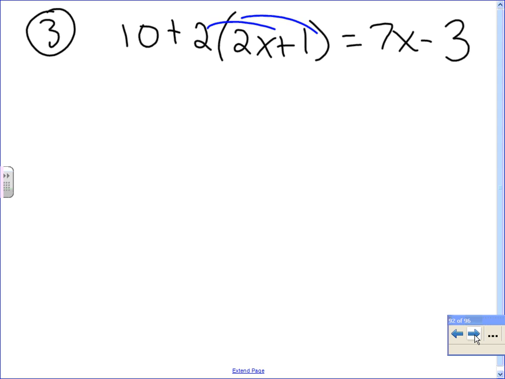Number 3: 10 plus 2, parenthesis, 2x plus 1, end parenthesis, equals 7x minus 3. Okay, you guys are on your own on this one. Look at your yellow paper. Determine, don't tell me right now, determine how many solutions this has. I then want you to follow the steps that you see on the yellow paper. When you get an answer, please circle or put a box around it, and then just put your pencil down, please.